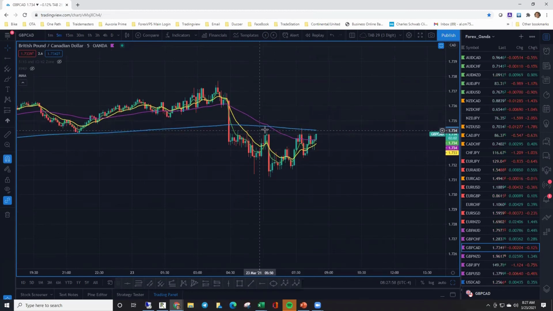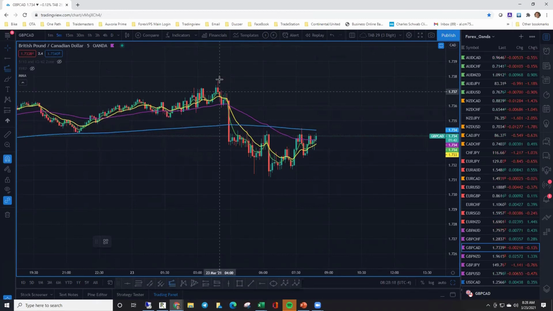I do like this flat top here. We did get the cross. Let me double check my time frame. Here's 5 minutes. Here's the 30 minute. See, this is where I like looking.